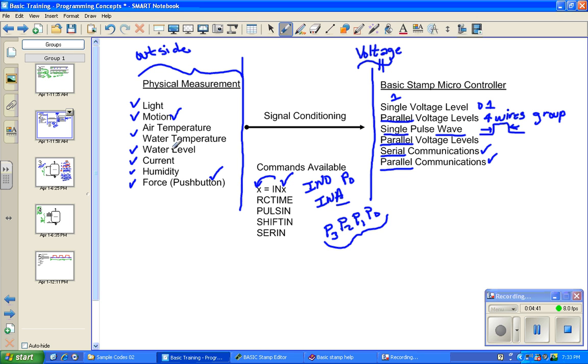And you can use that for your motion sensors and maybe your push buttons. But for other objects such as your light sensors and temperature sensors and humidity sensors, you're going to need more powerful commands than the input command.